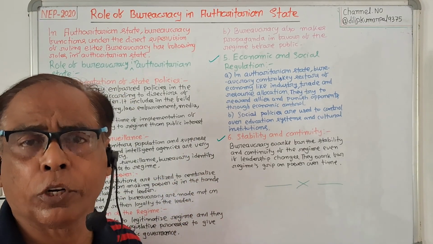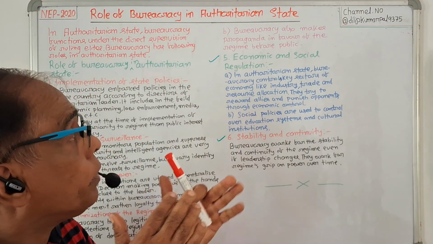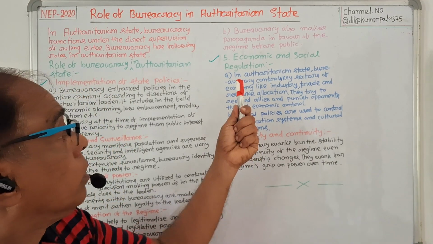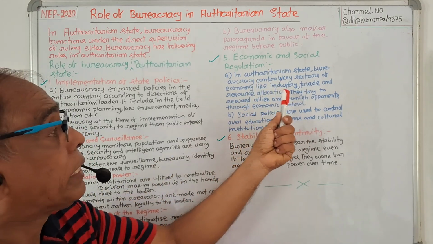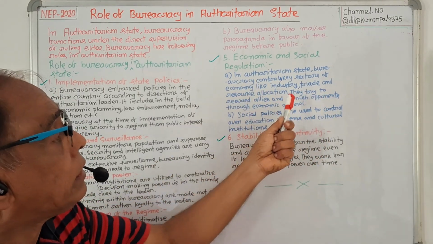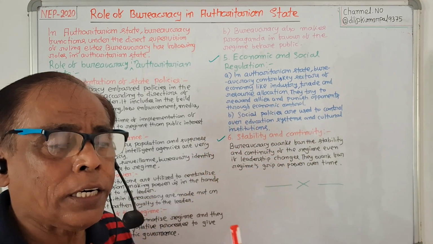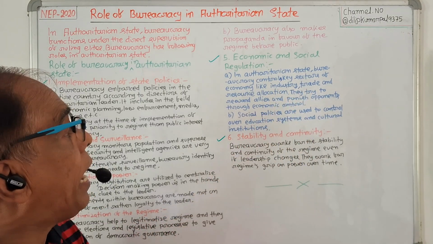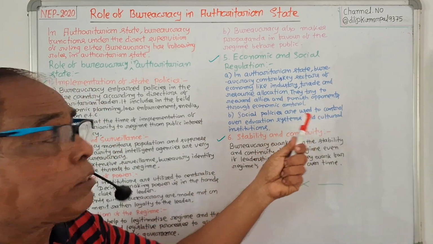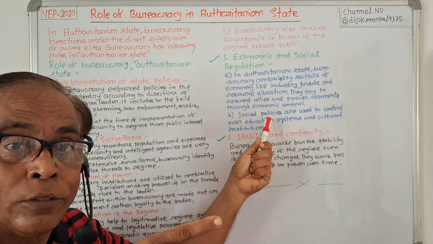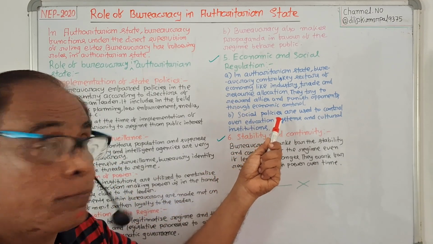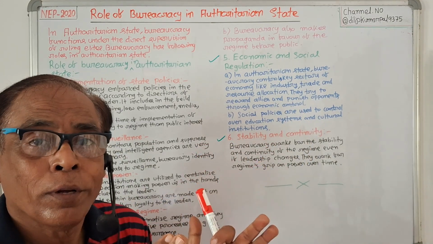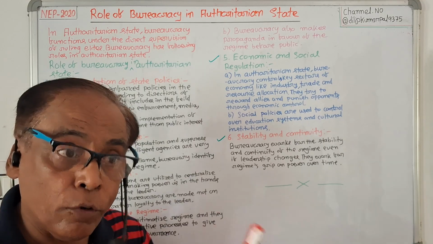An important function of bureaucracy under economic and social regulation is that bureaucracy controls key sectors of economy like industry, trade and resource allocation. They try to reward elites, those who are supporting the ruling elites, and they want to punish opponents through economic control.